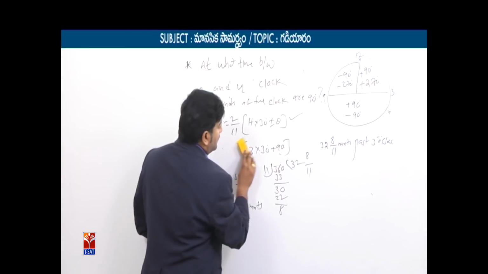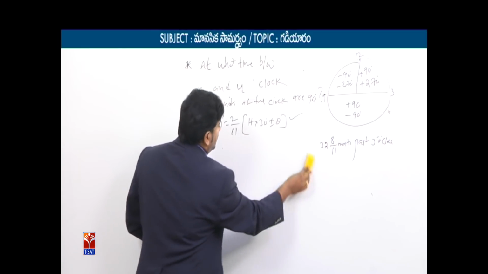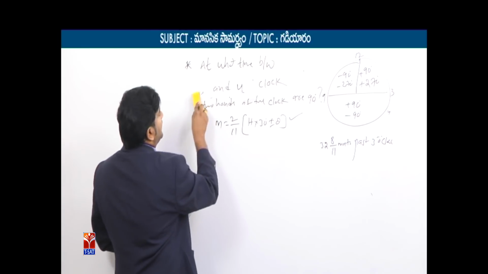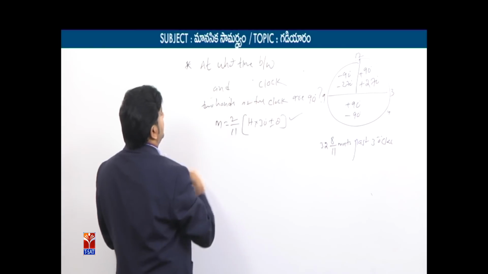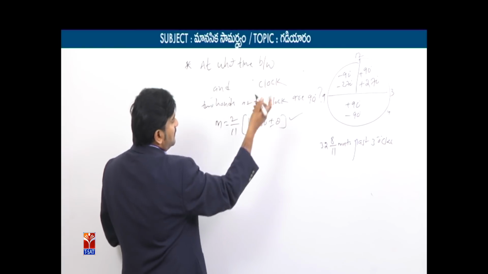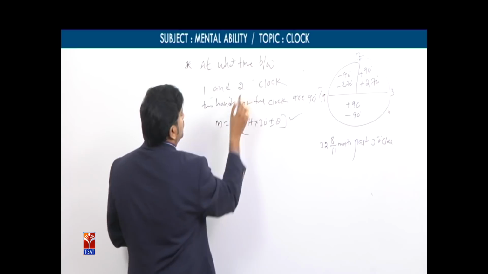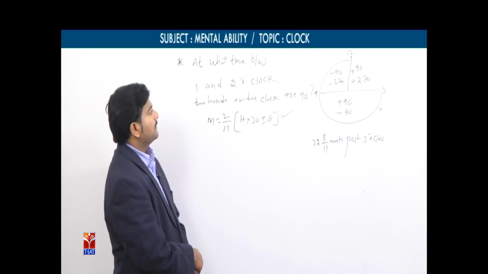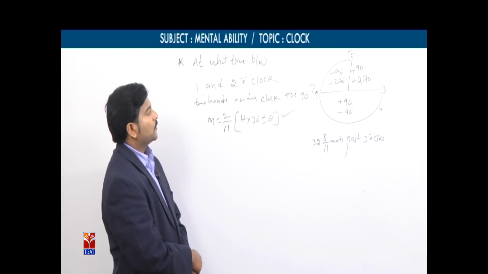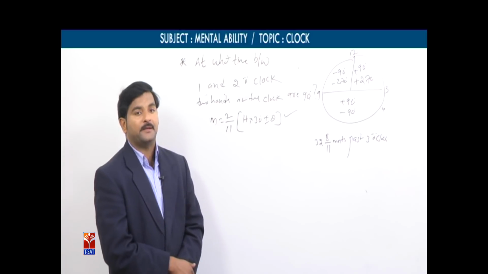Now similarly, we'll focus on the second part. Let's say instead of taking 3 and 4, now I am taking, let's say, 7 and 8, or you can say 1 and 2, no issue, 1 and 2. At what time between 1 and 2 o'clock are the two hands of the clock at 90 degrees?